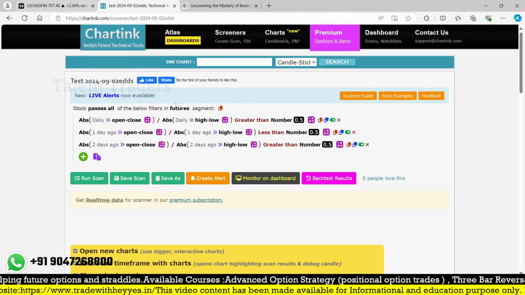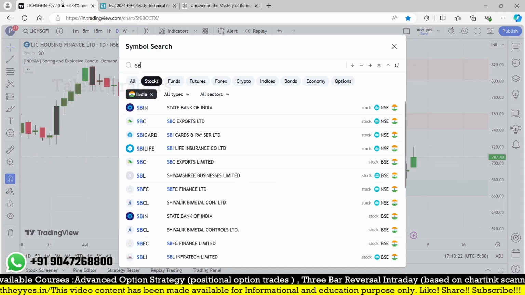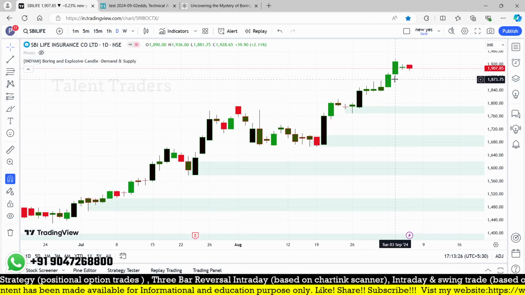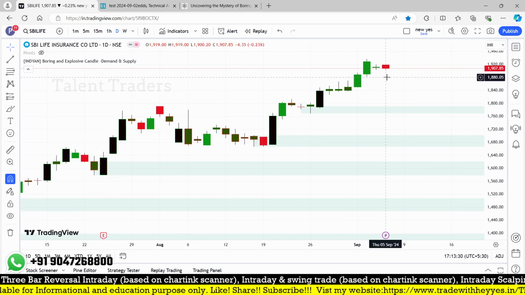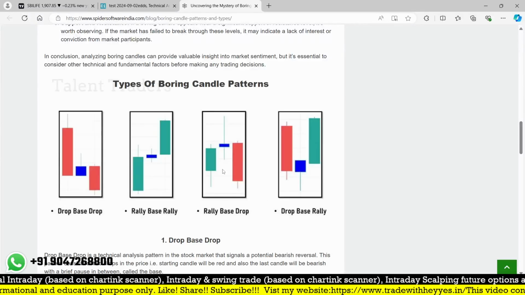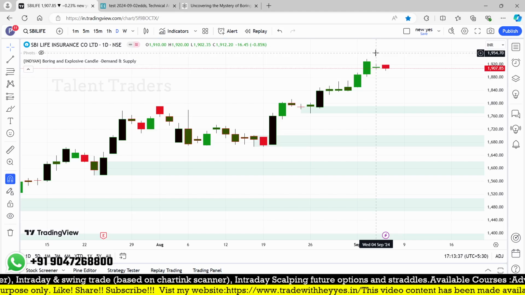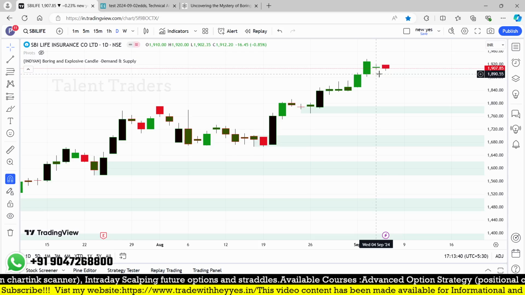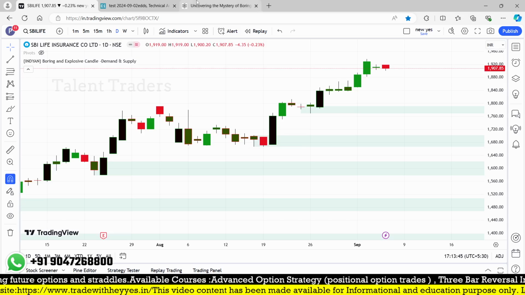Let me try some other stocks, SBI Life. So how is it exactly? Base and rally. So this looks like a rally base drop, and that is exactly what we are looking for. If it is happening at the highest level, we may expect a trend reversal. But in this case the drop candle is not big, so we need to fetch the details, and we can create that in our scanner.